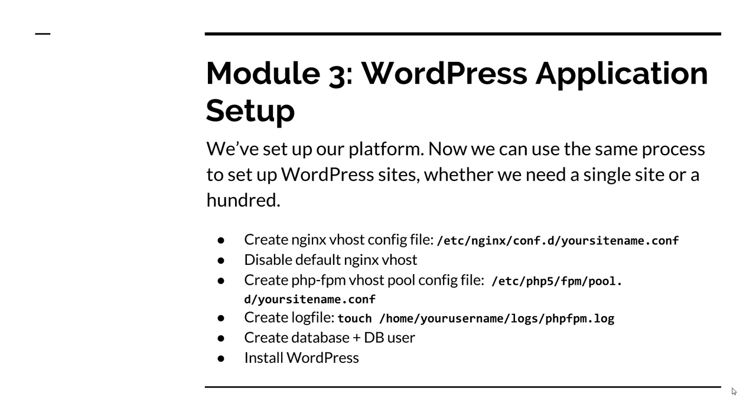We're going to create a log file, very simple, and a database and database user for our WordPress site, and then we'll just install the WordPress application. Sounds like a lot, but it's actually going to be very quick because of all the work we've done so far. So let's go ahead and get started and create that nginx vhost configuration file.